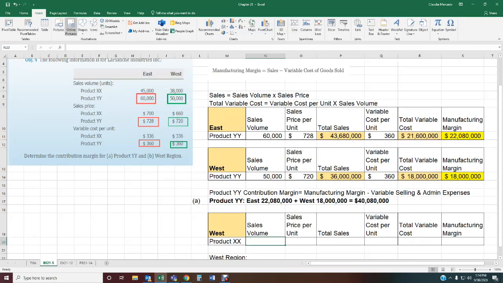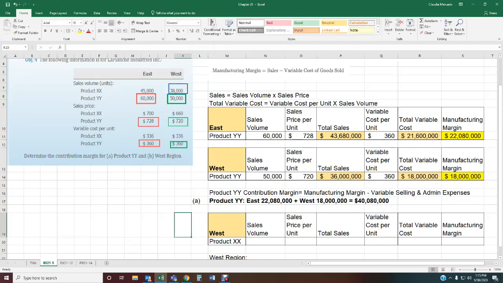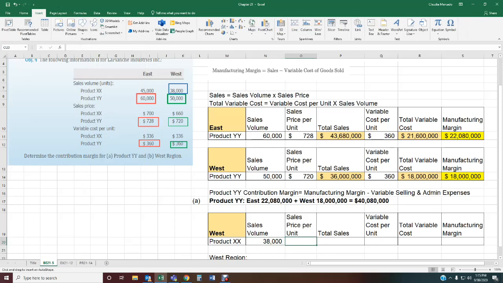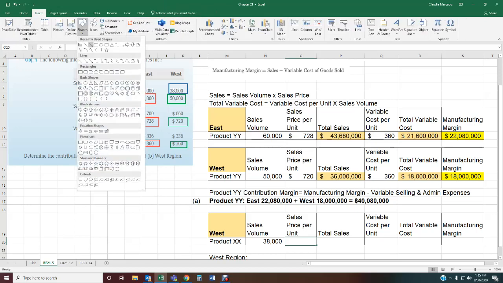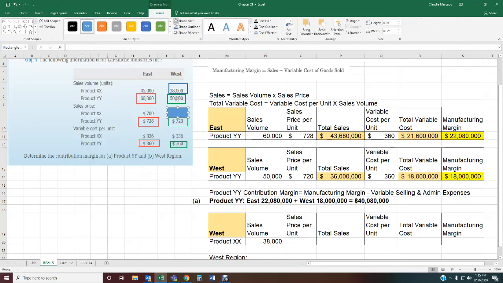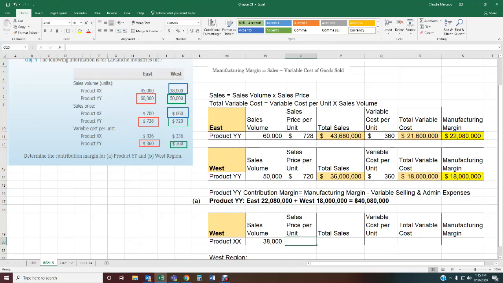So let's do product XX, and we are focusing on the west region. So we're doing the west. Let me see here. For the west side for product XX, I've got 38,000 units. My sales price is, oops, insert shape, it's $660 for product XX for the west. So my total sales is going to be my volume times my price. It's going to be 25,080,000.